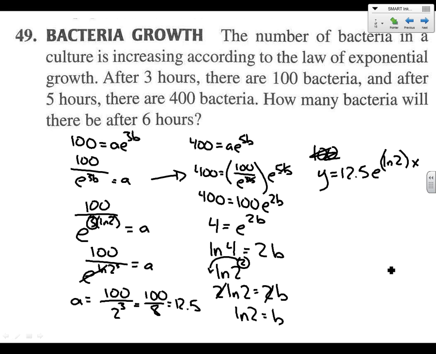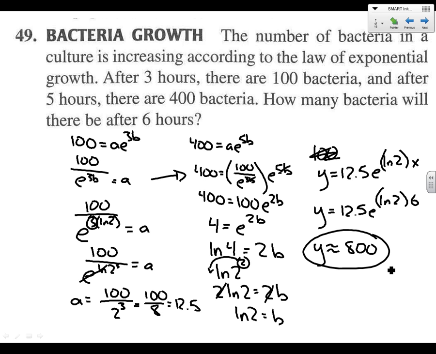All right, so we can go ahead and do this. If we plug in 6 for x, y equals 12.5 e to the ln of 2 times 6. Go ahead, plug that in, and the final answer that you're going to end up with here on problem 49 is roughly 800 if you plug it in correctly.